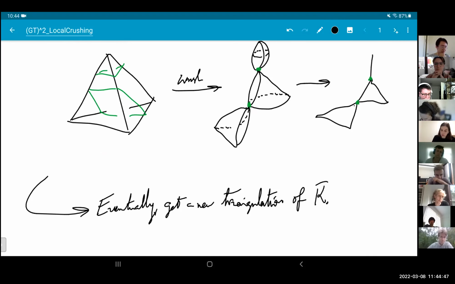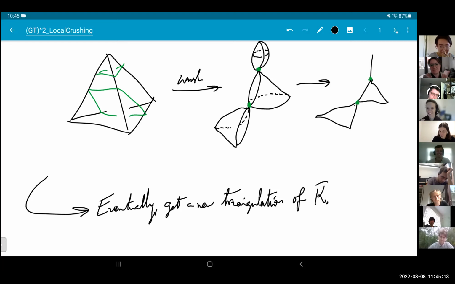And what happens is every time you crush, the number of tetrahedra decreases strictly. So you can't just keep finding spheres forever. You have to stop at some point, which means at some point you find a disk or you prove that there are no spheres or disks at all. And then your algorithm is done. So that's crushing. And that was the first half of the talk, which is the first 90% of the talk.